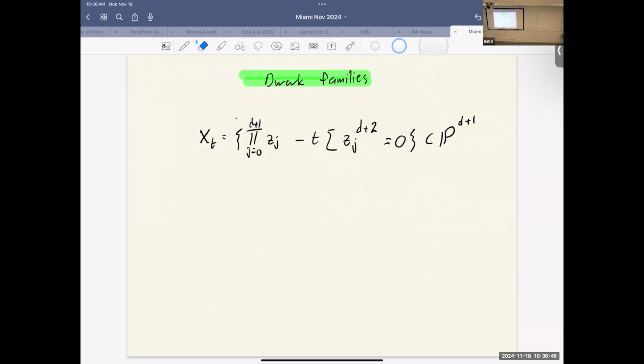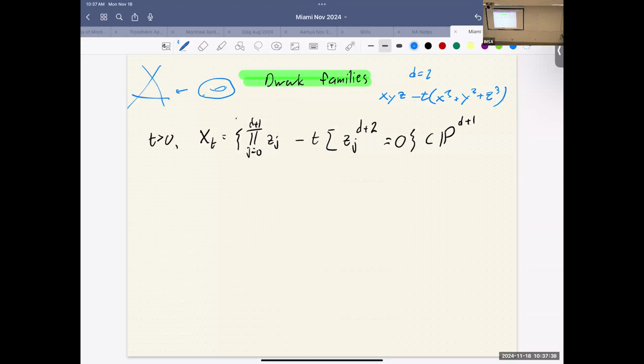So I'm going to begin with an example, the Dwork families. These are just families of hypersurfaces in projective space. My t here is just a positive parameter, or a non-zero parameter, and my ambient space is such that my hypersurface has dimension d+1. If I do this for d equals 2, then I get this family of elliptic curves, essentially x, y, z minus t x cubed plus y cubed plus z cubed, which is a family of elliptic curves degenerating into the union of the coordinate hyperplanes in CP2.